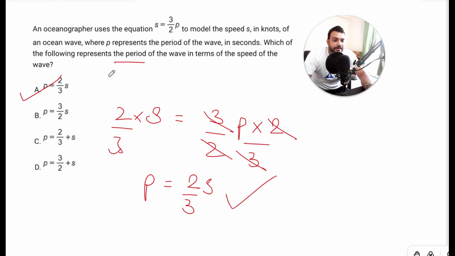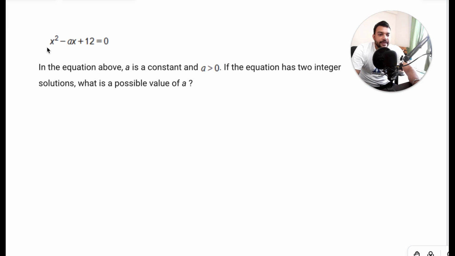Okay, let's go ahead. x squared minus ax plus 12 is equal to 0. This is a quadratic equation given to us. In the equation above, a is a constant and a is greater than 0. If the equation has two integer solutions, what is a possible value of a? Two integer solutions. Okay, so those two integer solutions, when combined, will give us negative a. That's the usual rule of factorization.